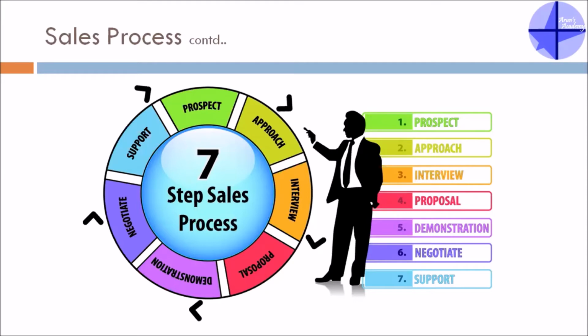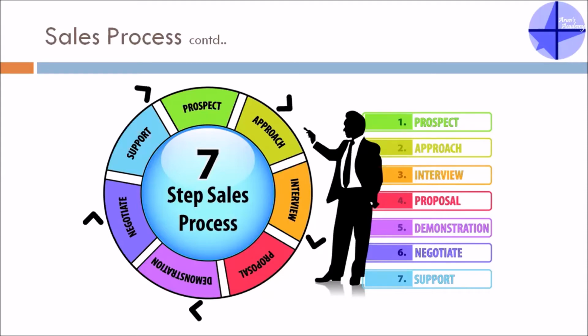Next starts the actual sales process with approach. From approach till negotiation and closure is the actual sales process stage. Approach is where the customer first approaches the company or organization. Approach can be physical, it can even be virtual, like a phone call or an online inquiry form, etc. Then comes the third stage of interview. Interview is where the actual conversation or the interaction starts between the customer, or the prospective customer, and the salesperson.